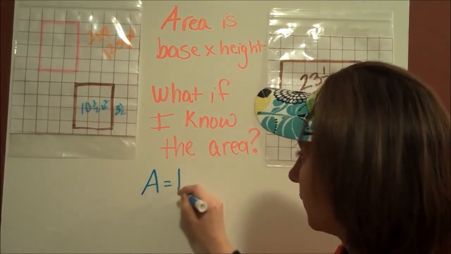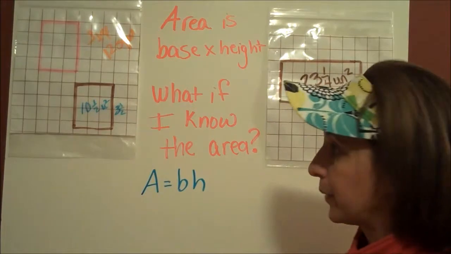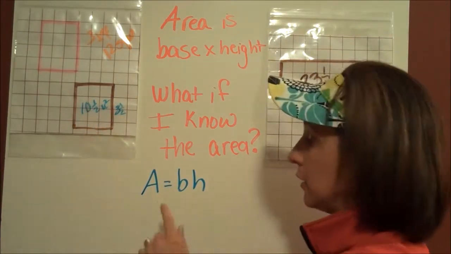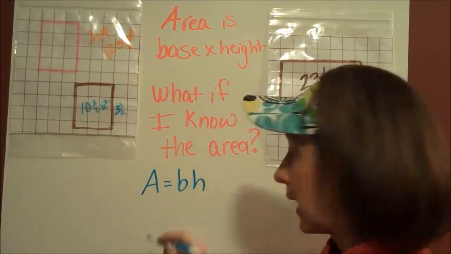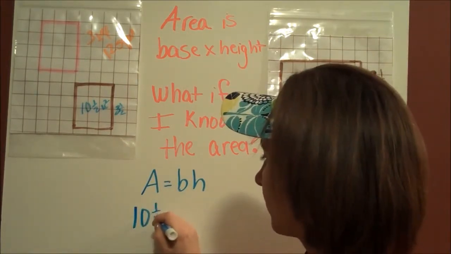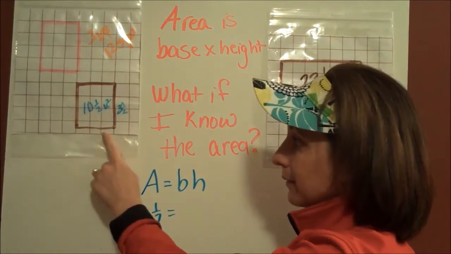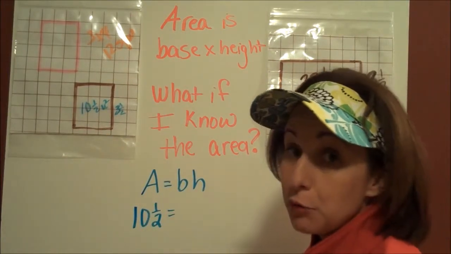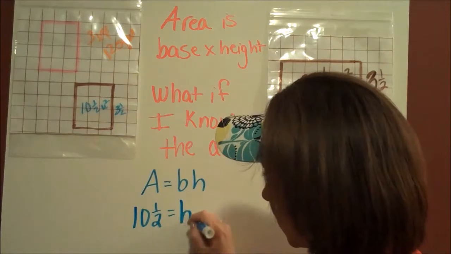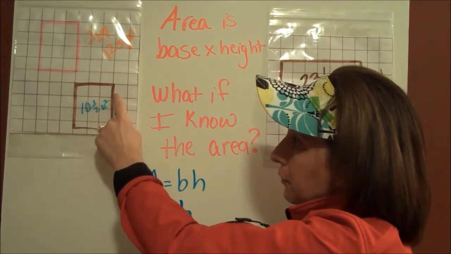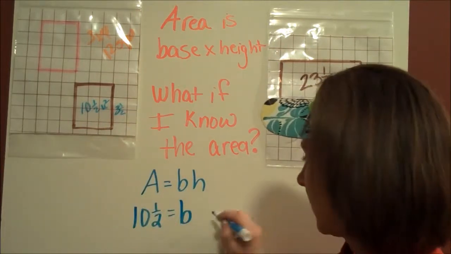We know that the formula is area equals base times height. In this particular case, we know the area, so instead of the A, we're going to write 10 and a half. Instead of the base, we're going to write B because we don't know the base. So that's going to stay the same. And instead of the H, we're going to write 3 and a half because that's the height.